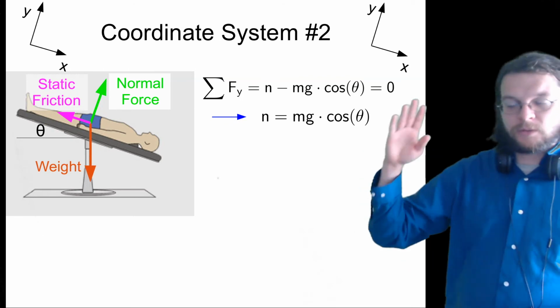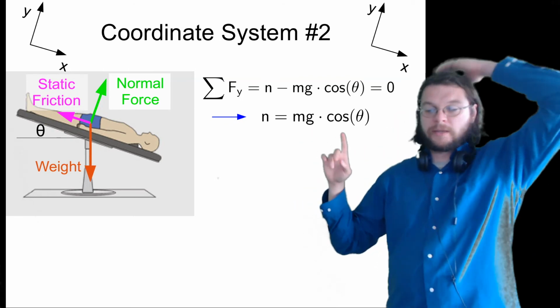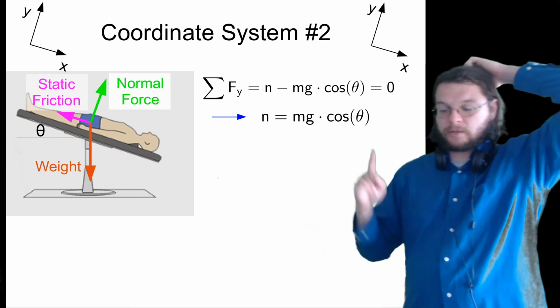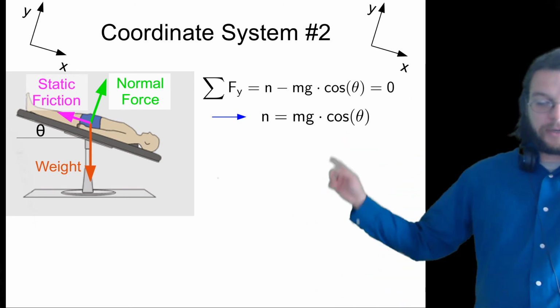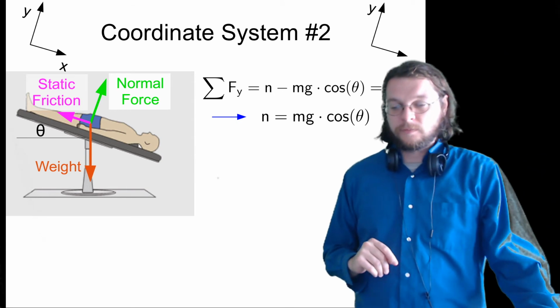But in general, if you're on some tilted surface, then the normal force is going to be less than mg, right? Because cosine is going to be less than 1. And so, as I was saying earlier, the normal force is not always equal to mg. There's lots of examples where it isn't.